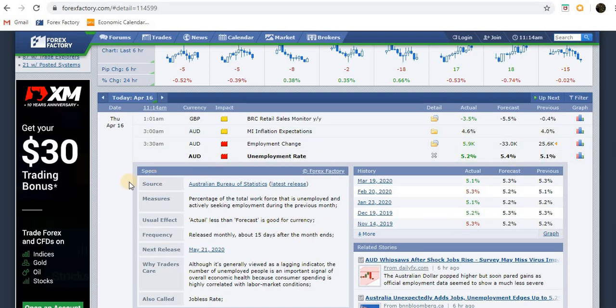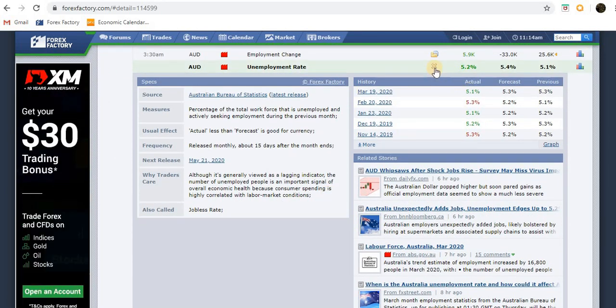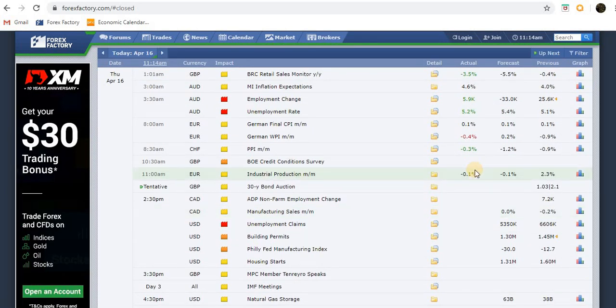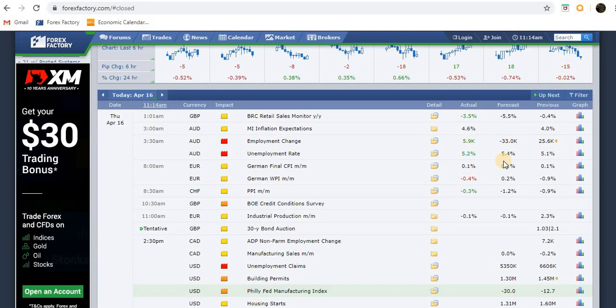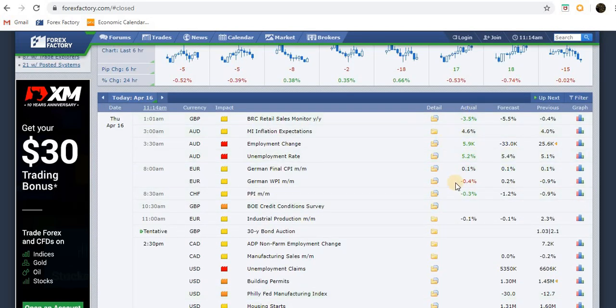So you will see before the event is released, there will always be a forecast, a previous, and then an actual. So all of these events already happened, but this wouldn't have appeared until it did. So I can see the previous figure was this. This is what they're forecasting for today, and this was the actual release. So because 5.2% is less than 5.4, that is why it had such a great effect on the Aussie pair, because obviously less people unemployed is great for the pair, and you could have used that to your advantage. So it's important to understand these things.